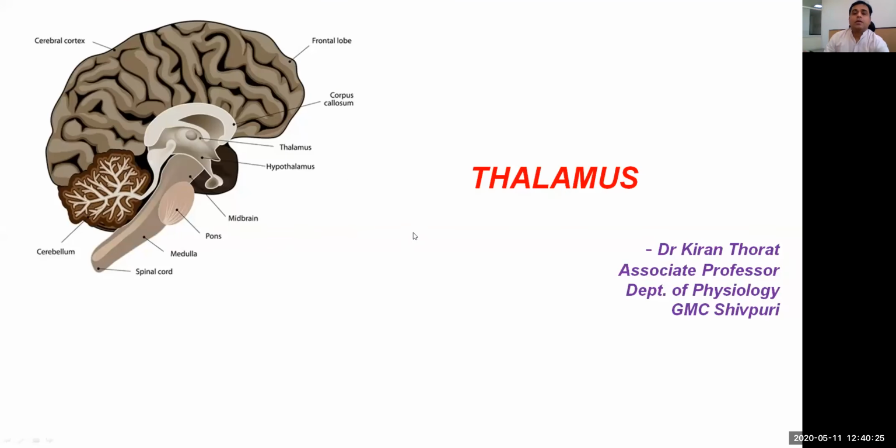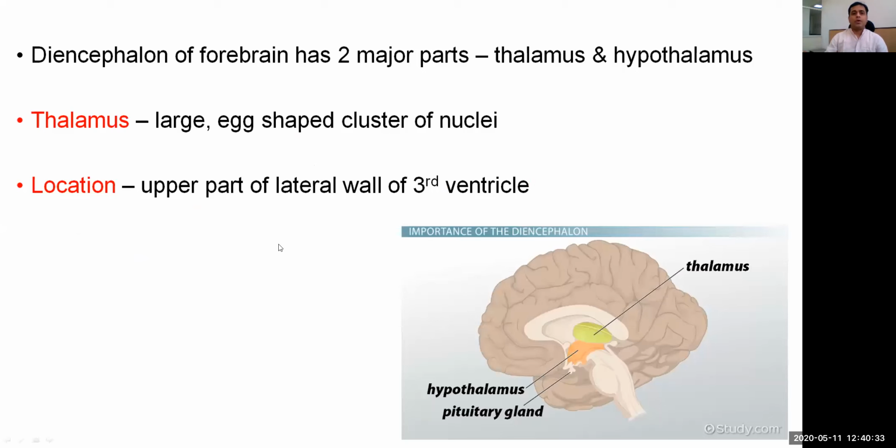Very good morning. We are going to discuss today the physiology of the thalamus. The diencephalon of the forebrain has two major parts, thalamus and hypothalamus. The thalamus is a large egg-shaped cluster of nuclei, as we can see in the diagram. Location of thalamus: it is located in the upper part of the lateral wall of the third ventricle.